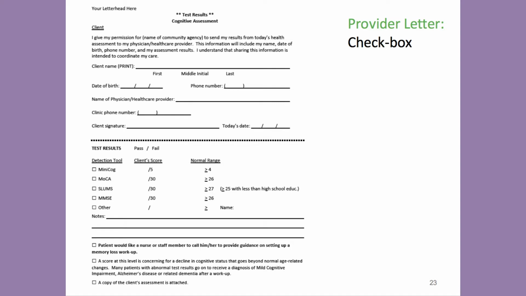At the very top, you'll see a short paragraph that explains to the client the purpose of this form. "I give my permission for name of the agency to send my results from today's health assessment to my physician. This information will include my name, date of birth, phone number, and my assessment results. I understand that sharing this information is intended to coordinate my care." They would then fill out their name, date of birth, phone number, the name of their physician, the clinic phone number if known, and then sign and date the form.